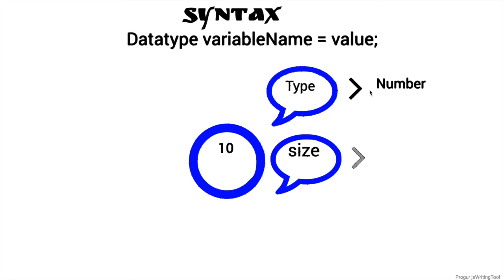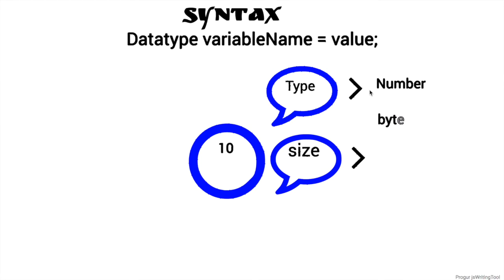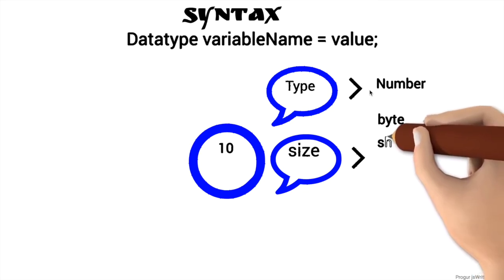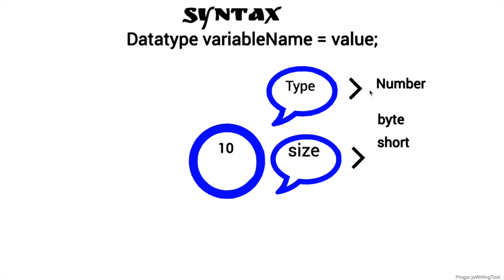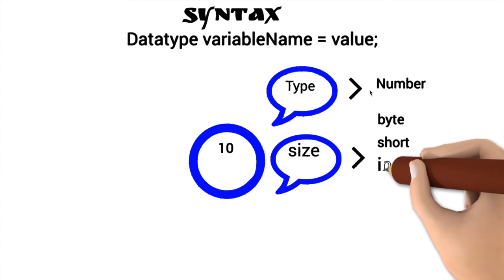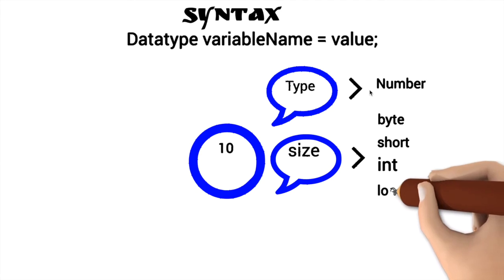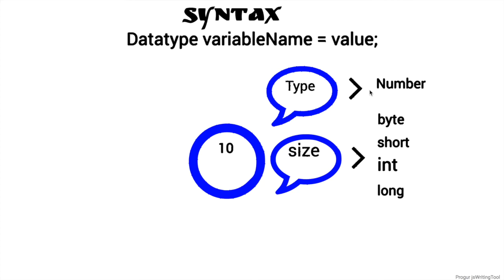The first thing that we have is known as byte, so we can store numbers using byte. The next one is short. It's another data type that we have to store numbers. The next one that we have is int. This is a pretty common one. And the last one that we have is known as long. So as of now, we understand that to store numbers in Java, we have some different data types. They are byte, short, int, and long.